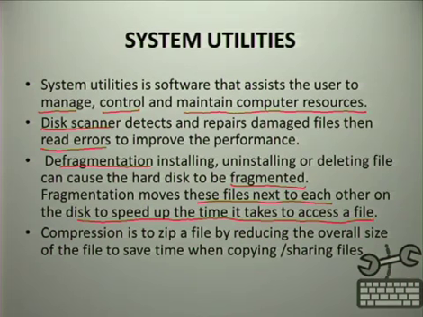Lastly, we have compression. Compression is to zip a file by reducing the overall size of the file. Why would you do this? You would do this in order to save time when copying or sharing files. So these are some of the system utilities that you can get in order to help maintain and control your computer resources. And that is it for our lesson.